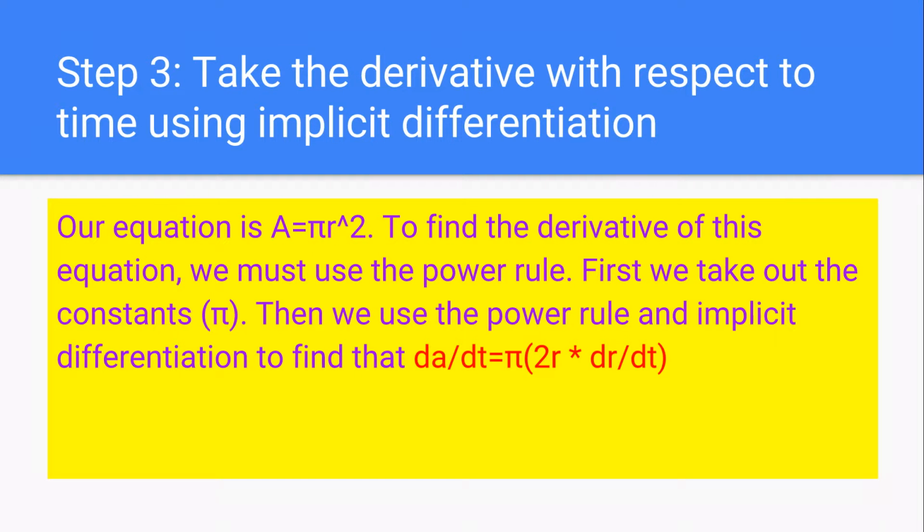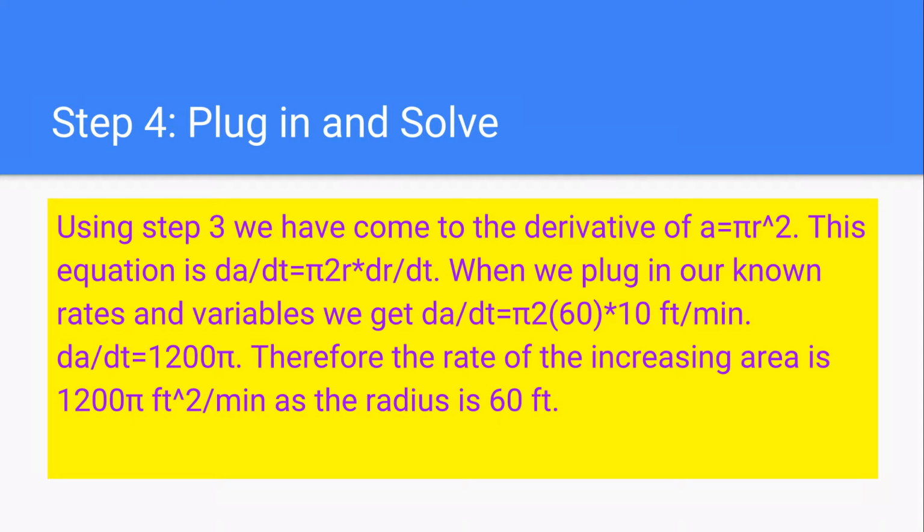Step 3. Take the derivative with respect to time using implicit differentiation. Our equation is area equals pi times radius squared. To find the derivative of this equation, we must use the power rule. First, we take out the constant, pi. Then we use the power rule and implicit differentiation to find that dA over dt equals pi times 2r times dr over dt.